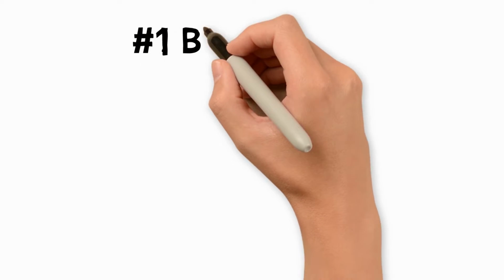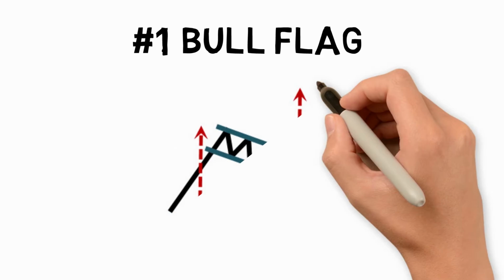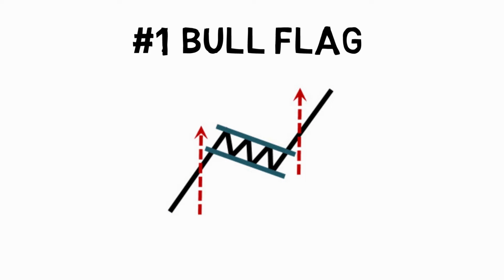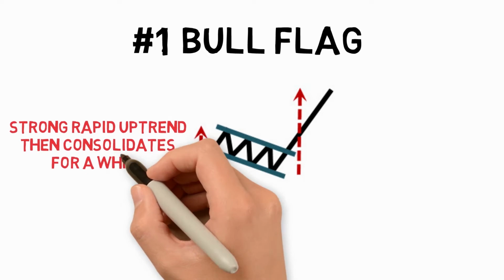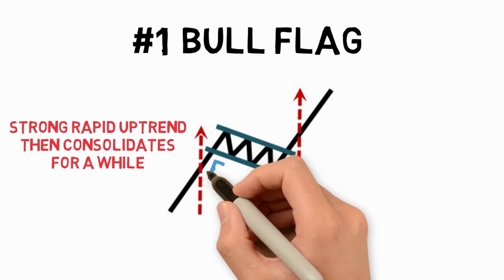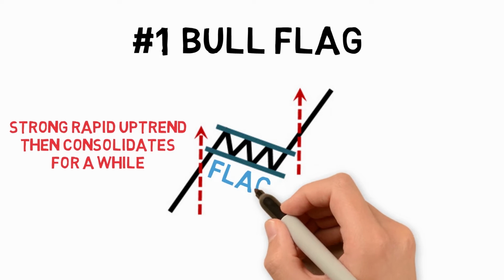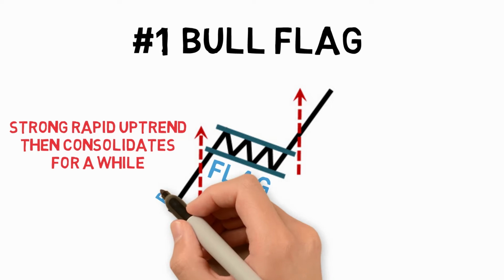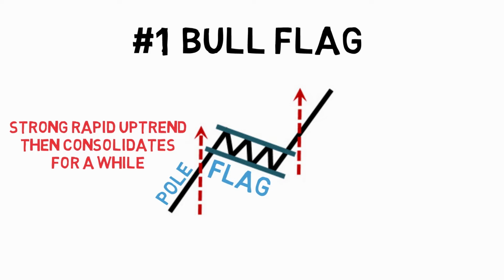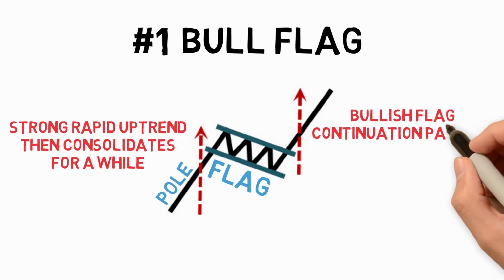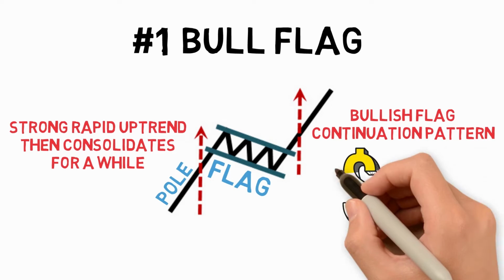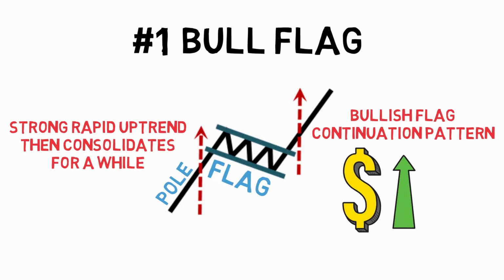Number 1. Bull flag. Starting off, we have the most famous one, the bull flag, a chart pattern that occurs when a stock is found to be in a strong, rapid uptrend, then consolidates for a while. It's called a flag pattern because when it is seen on a chart, it looks like a flag on a pole. And since we are in the state of an uptrend, it is considered to be a bullish continuation pattern, as the stock prices tend to go up after the flag has printed.